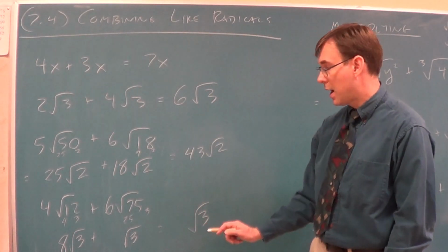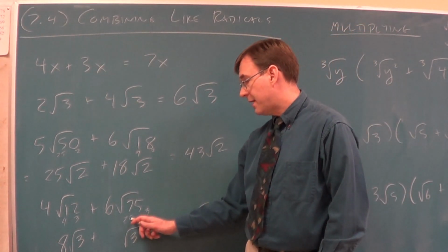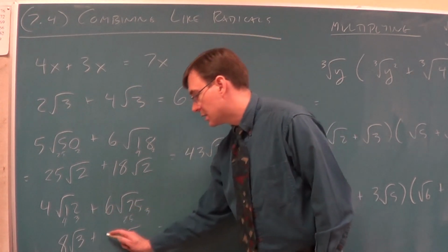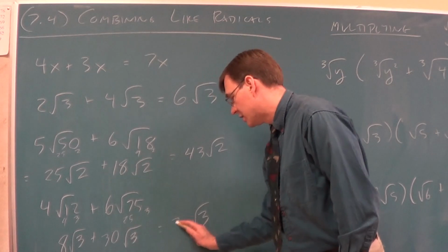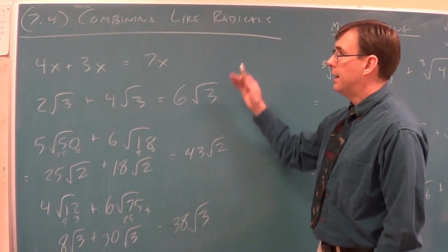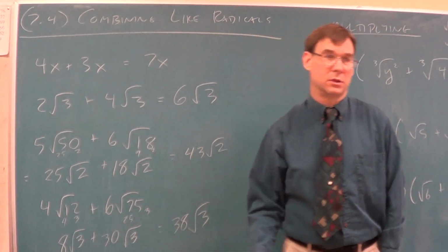so the answer has that same radical. The root of 25 is 5 times the existing coefficient would be up to 30, and we're going to again add the coefficients up to 38, and that's what combining like radicals is about.